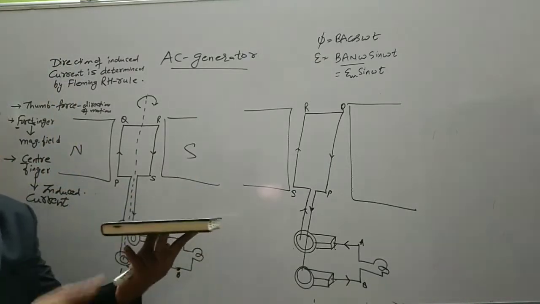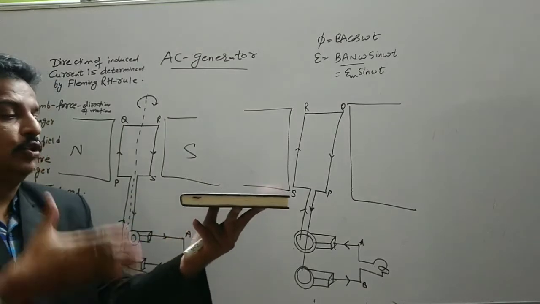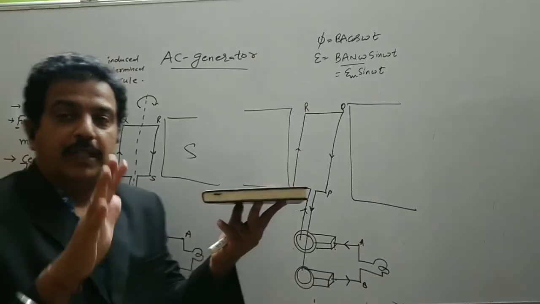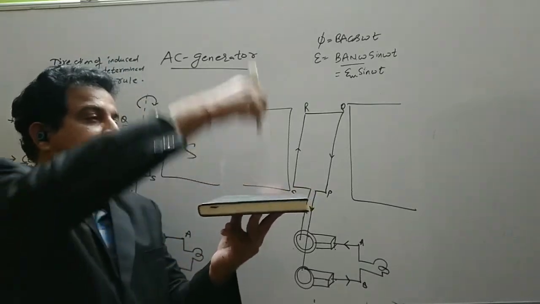So if the coil is kept like this initially, what is the flux? Flux is 0. Or you can determine from the direction. This is the area vector.